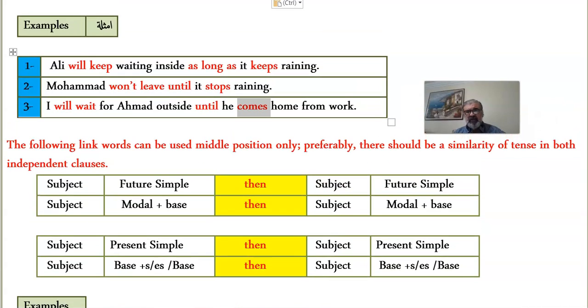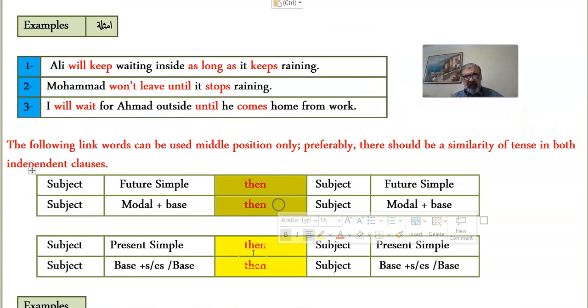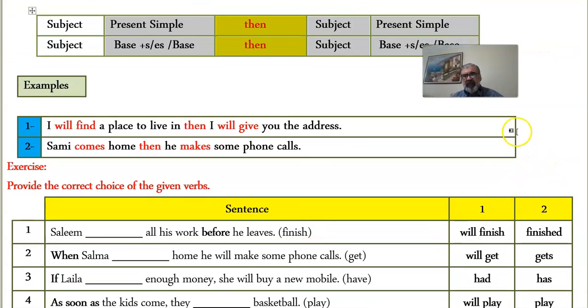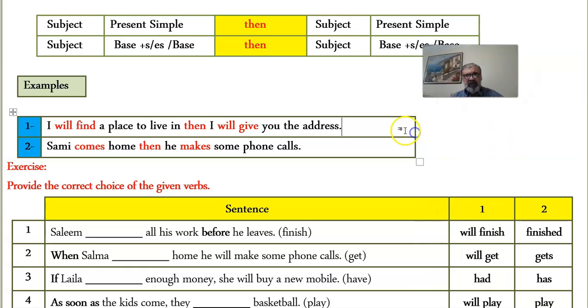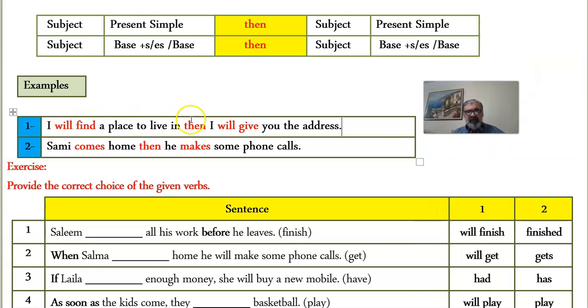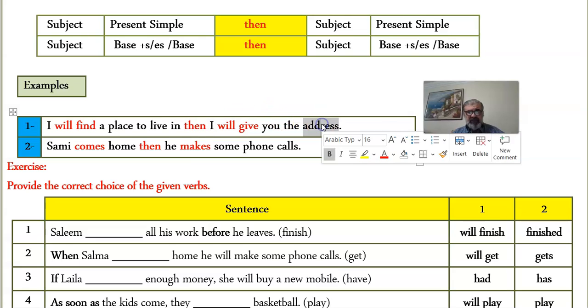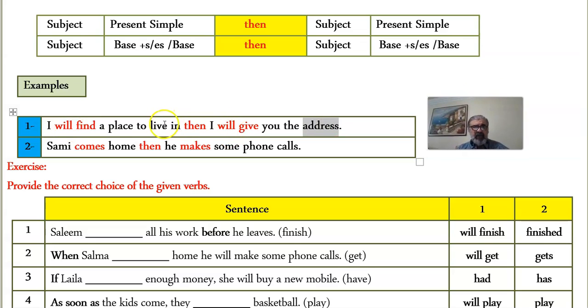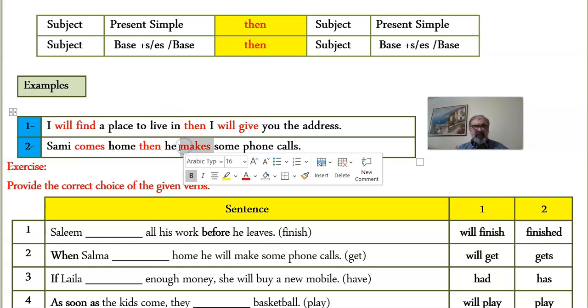Now another link word which is used also in middle position, then, but then is always followed by the same tense. Future simple, future simple. Present simple, present simple. Now I'll give you examples. I'll find a place to live and then I'll give you the address for that place. So I'll find a place to live in first, then after that I will give you the address. Sammy comes home, then he makes some phone calls. So the first thing Sammy does is that he comes home, then he makes some phone calls.